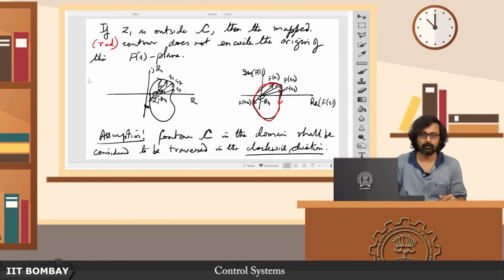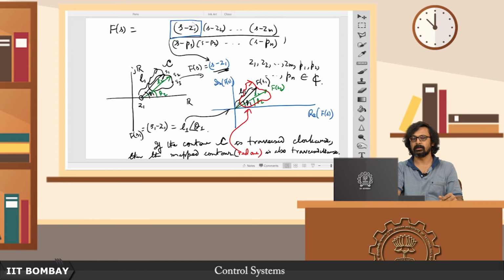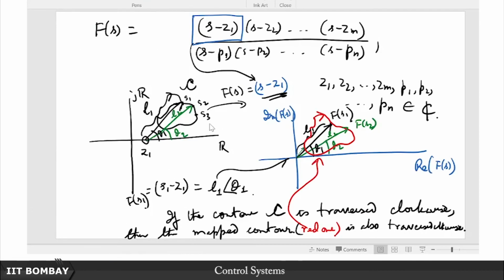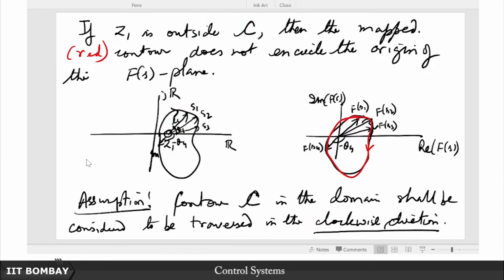So we have seen, if you map this simple factor S minus Z1, there are two possibilities. One where you have chosen the contour to include this point Z1 inside, that is the second case, and the other where this point Z1 lies outside the contour. In either case the mapped contour, which is in red and drawn in the FS plane, is always in the clockwise direction, but in the second case where you have included this Z1 inside the contour, the mapped contour does end up encircling the origin because there is a net phase change of 360 degrees as you go once around this path.